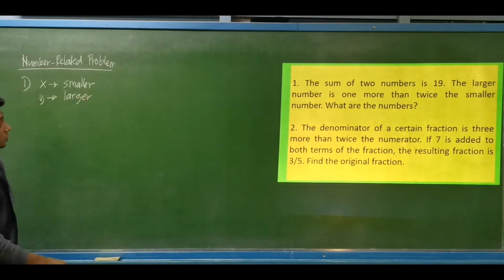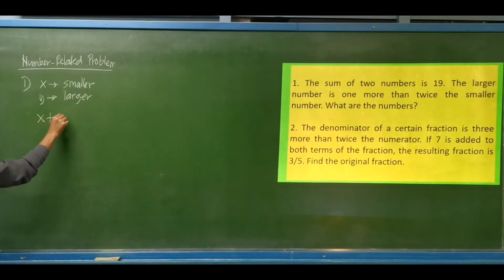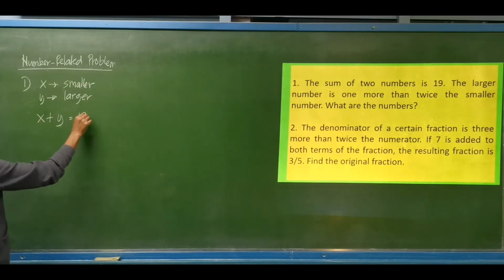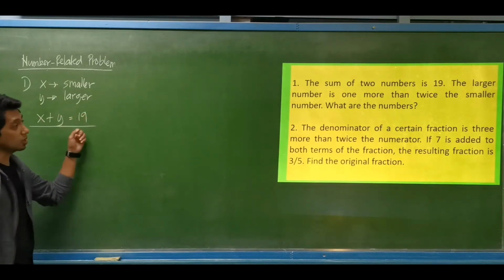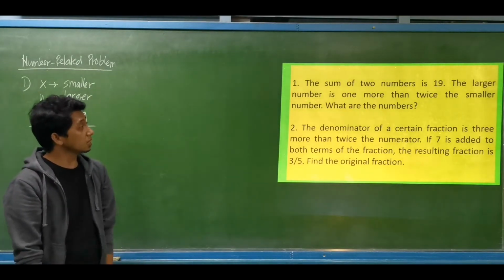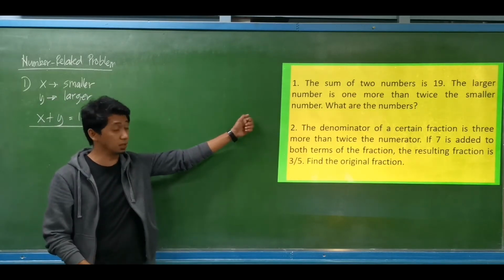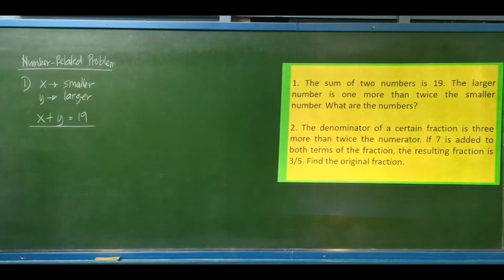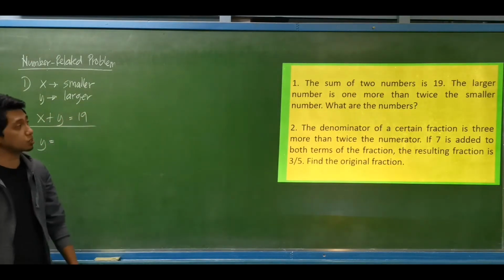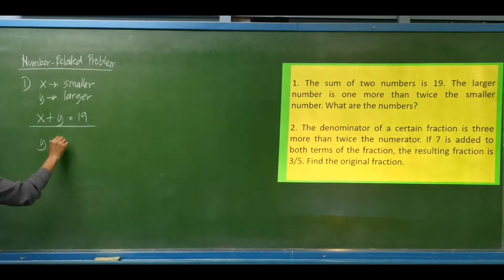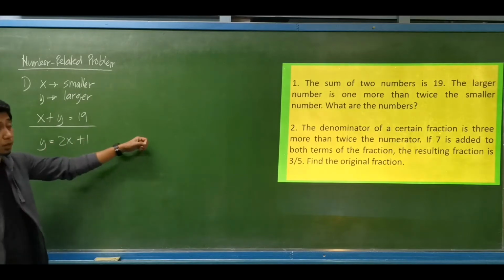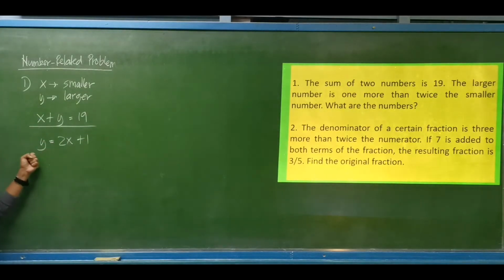According to the problem, the sum of two numbers, that is x plus y, is equal to 19. So let this be your first equation. Then the second statement: the larger number is 1 more than twice the smaller number. So be familiar with the terms. The larger number y is 1 more than twice the smaller number. If you take twice, or 2 times, the smaller number, you add 1 since it is 1 more than twice the smaller number. So we have this equation: y is equal to 2x plus 1.